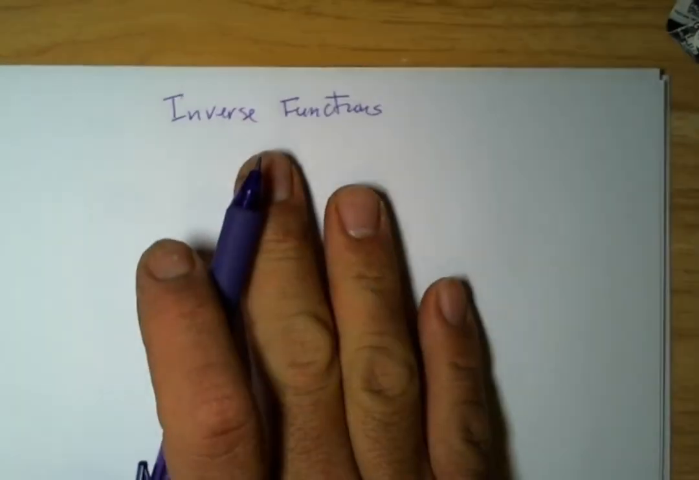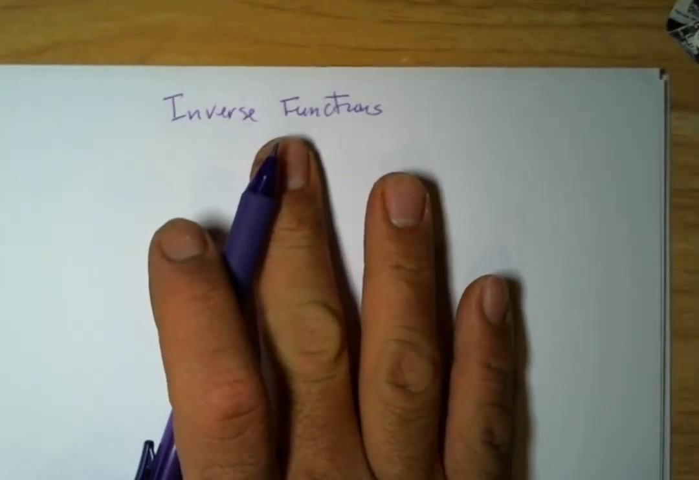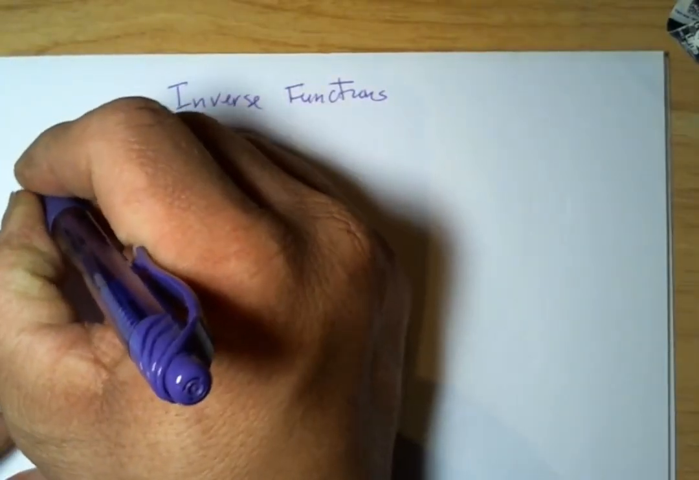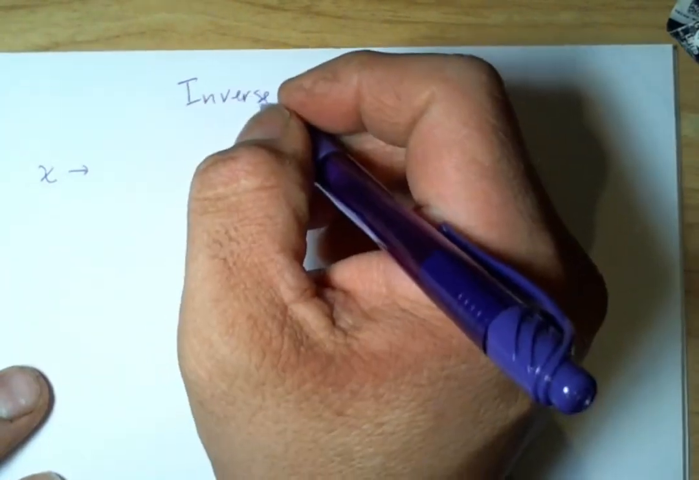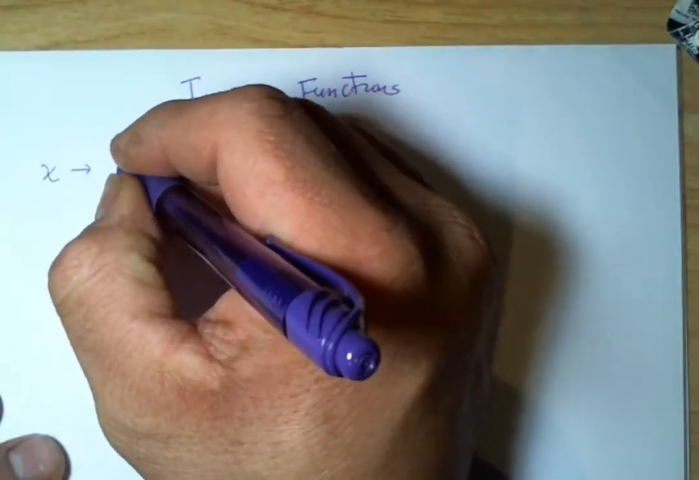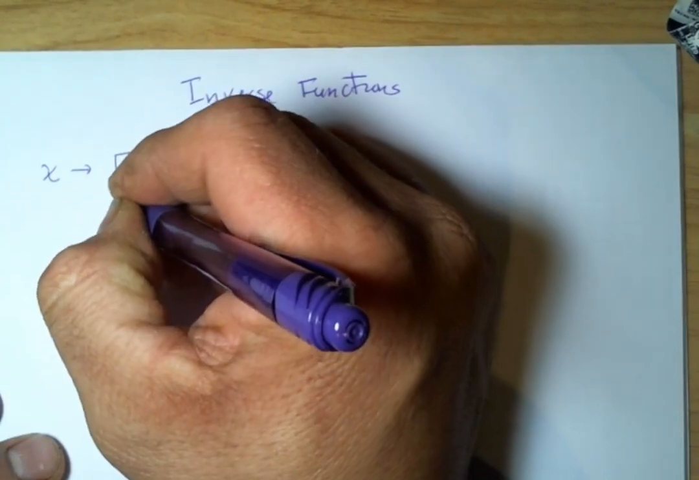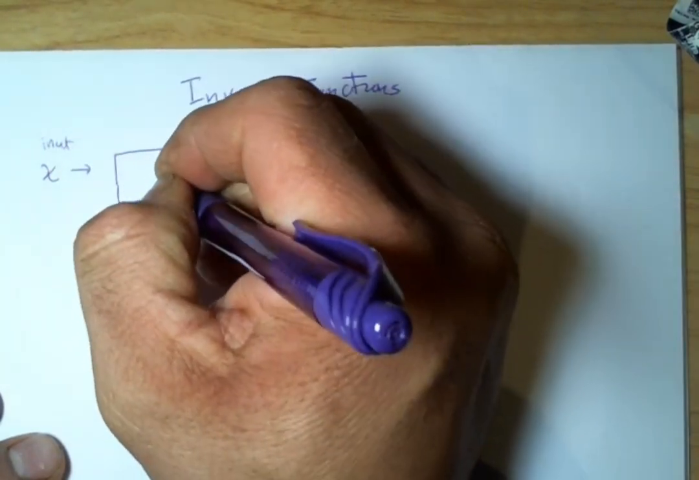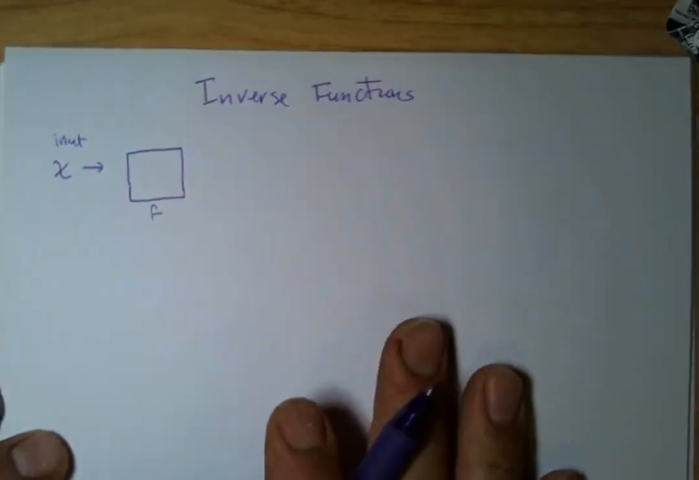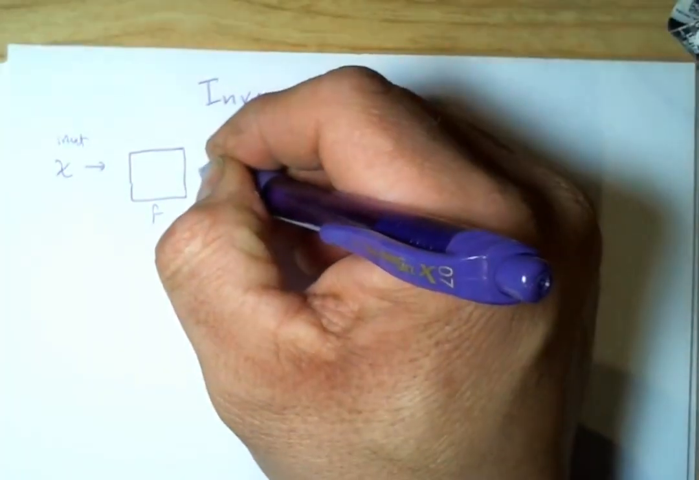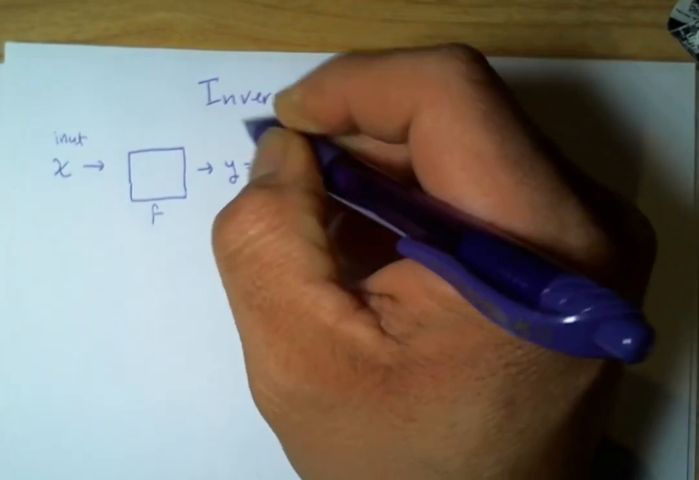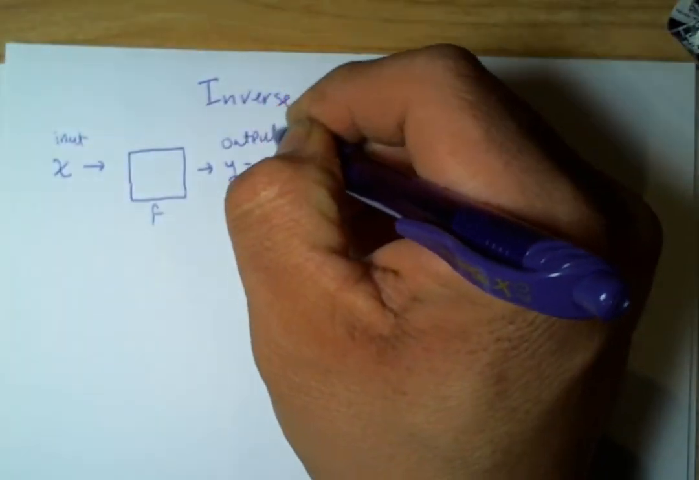Okay, so in this section, we're going to introduce the idea of an inverse function. Sometimes we introduce a function as some input value x going into this box, this mysterious box that does some kind of operations onto it, and then the output is y, which we sometimes call f of x.